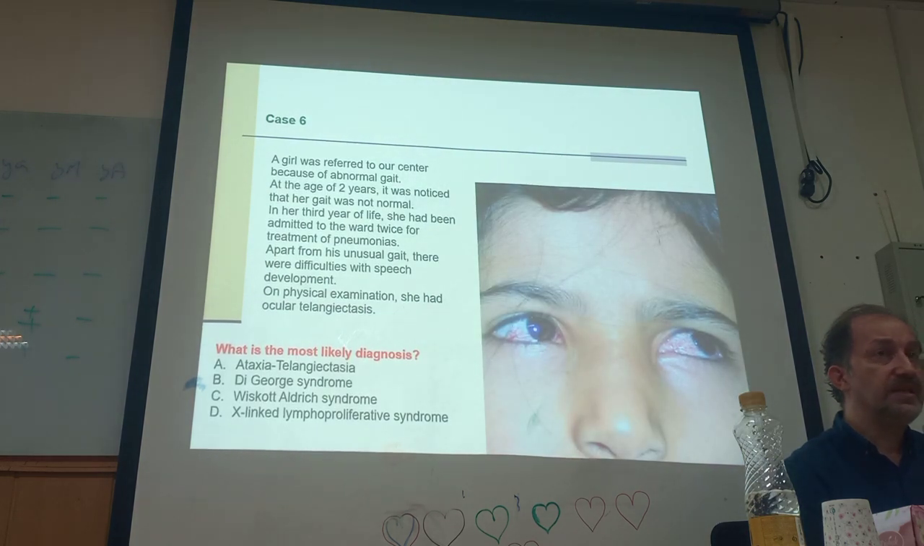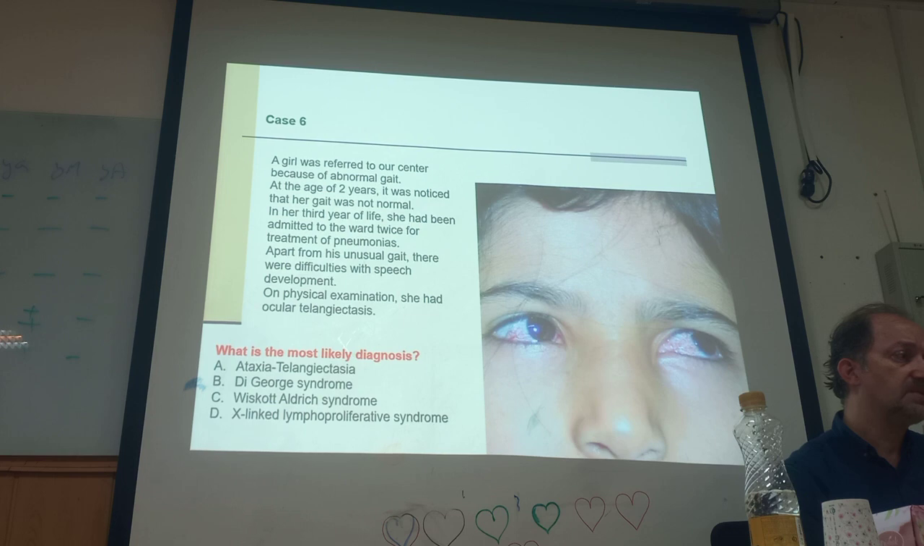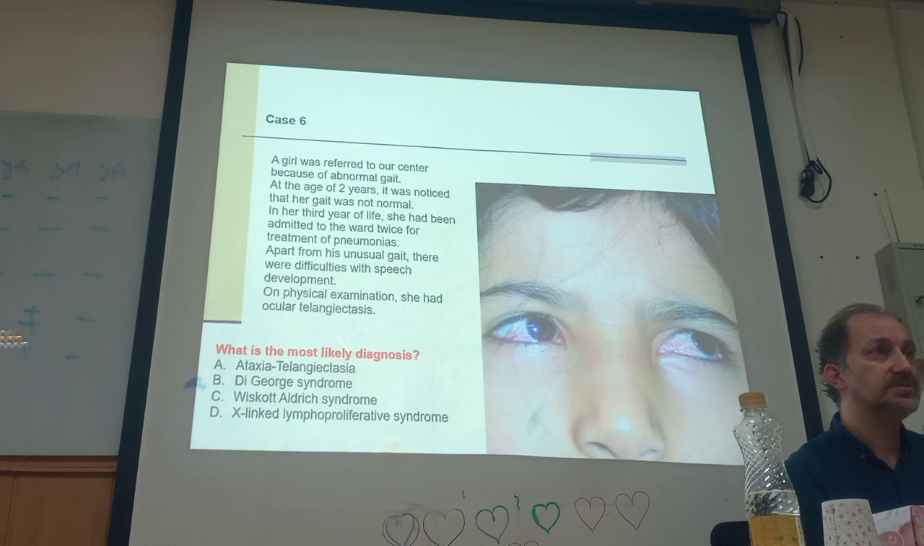Case number 6 is very difficult. Please be careful about it. A girl who was referred to our center with ataxic gait and telangiectasia. So what is the diagnosis? Ataxia telangiectasia.